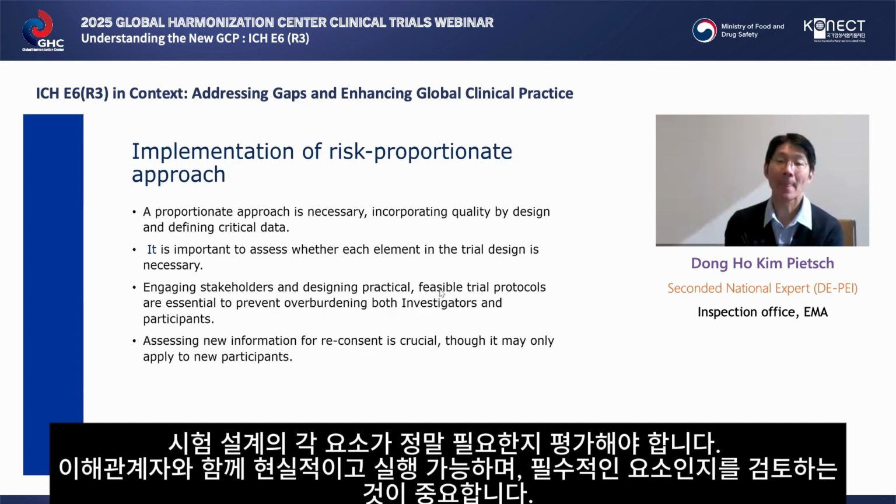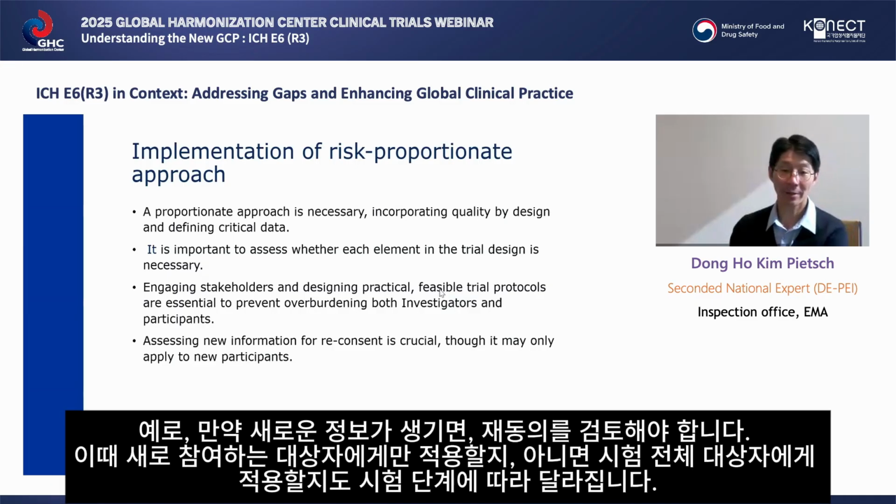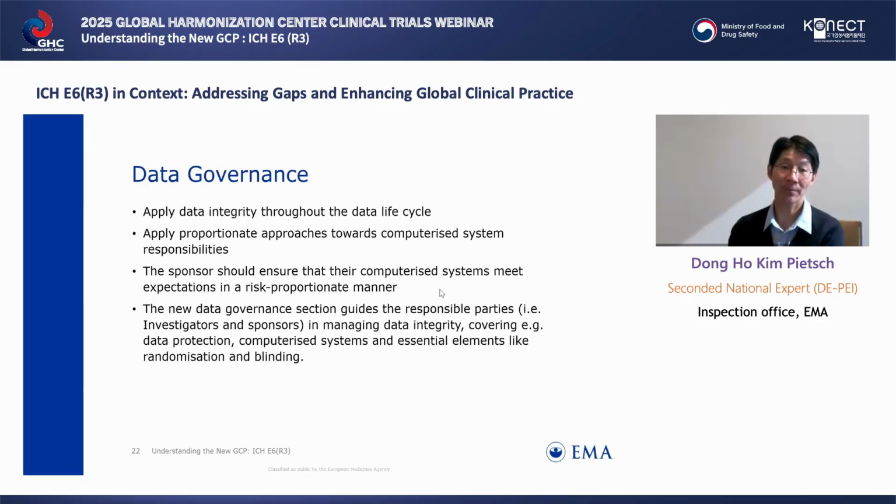You want to assess the element and whether it's necessary, and engage with the stakeholders on what's practical, what's feasible, do the reality check, and what's essential. And on the reconsent, if, for example, new information becomes available, have a look at whether this may only apply to new trial participants or to all who are on the trial, depending on the stage.